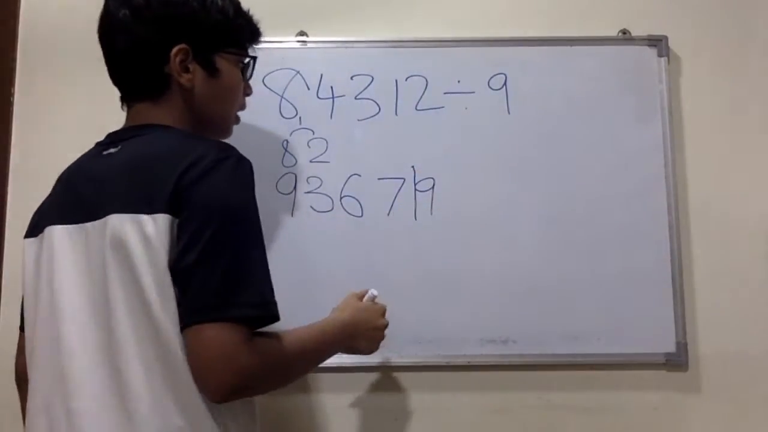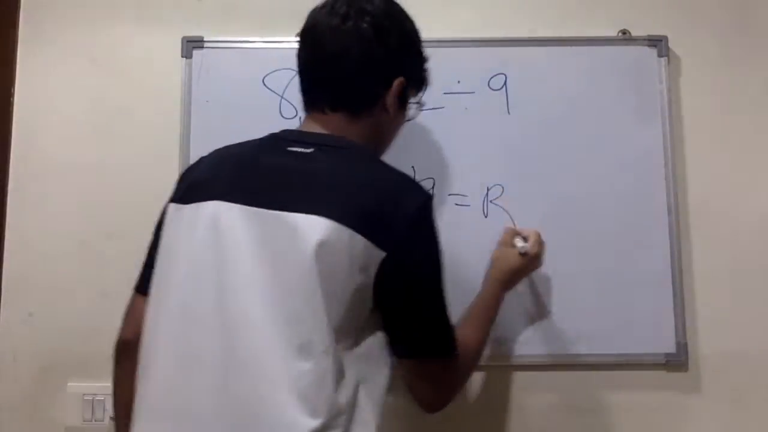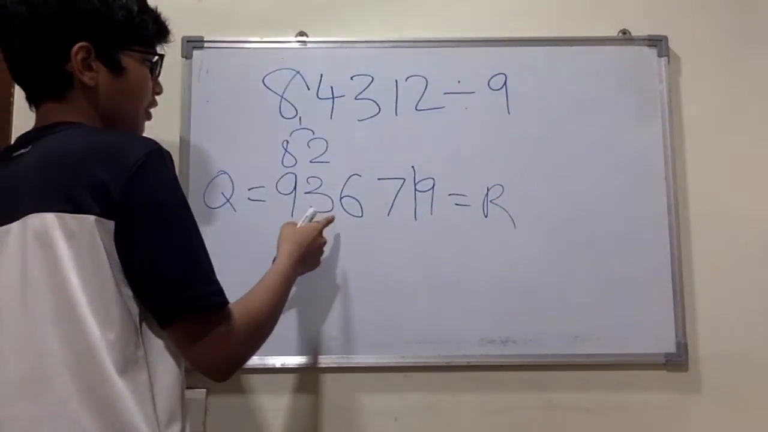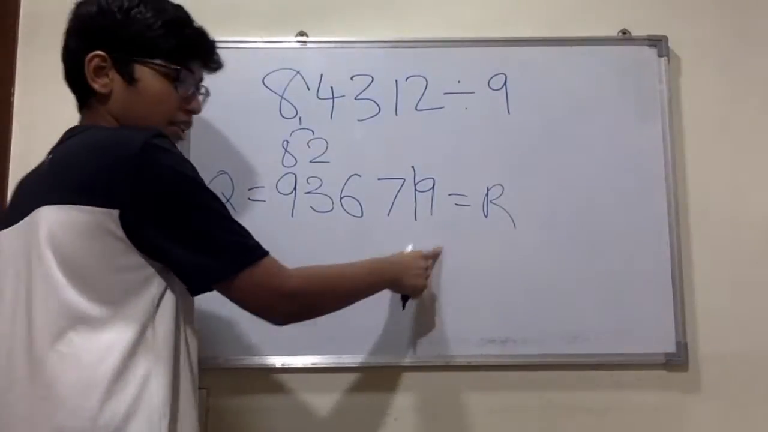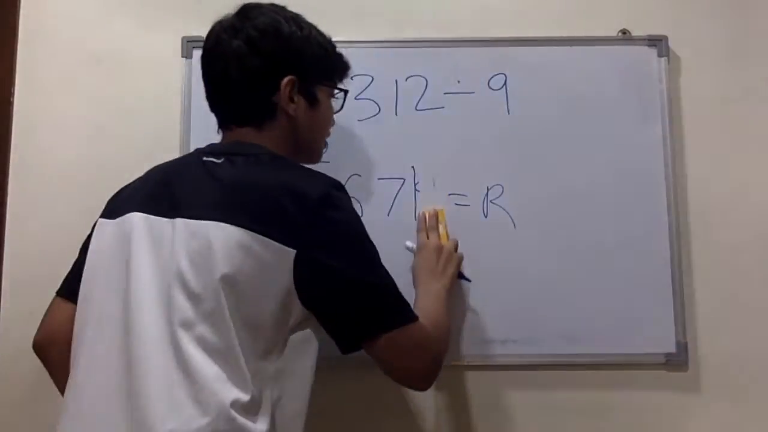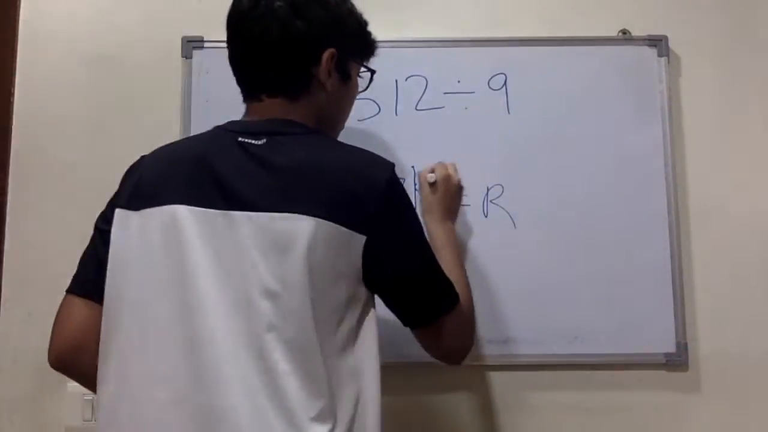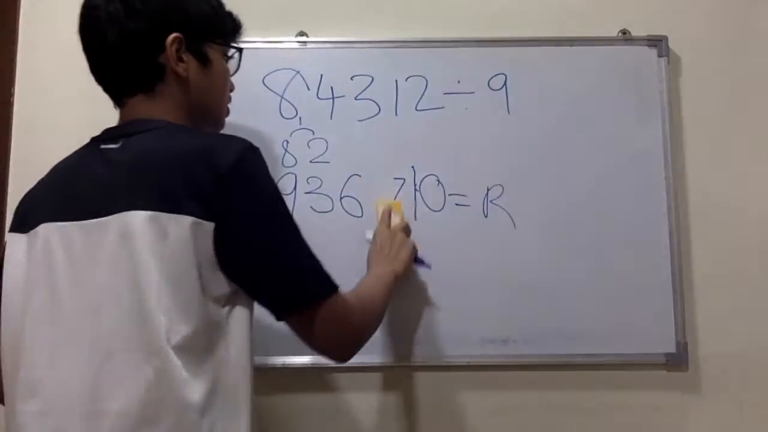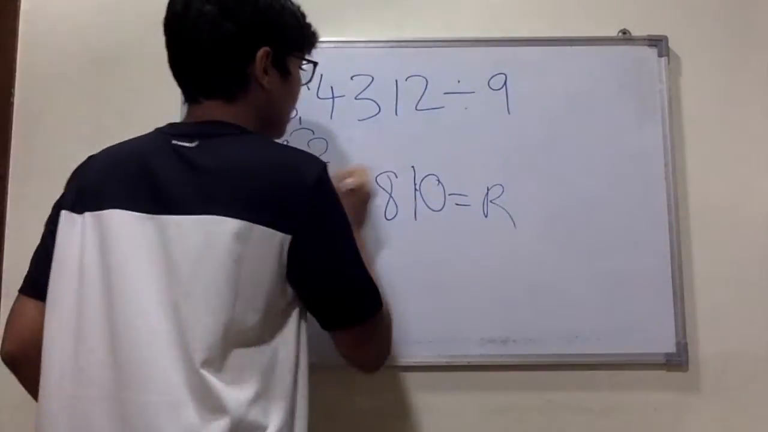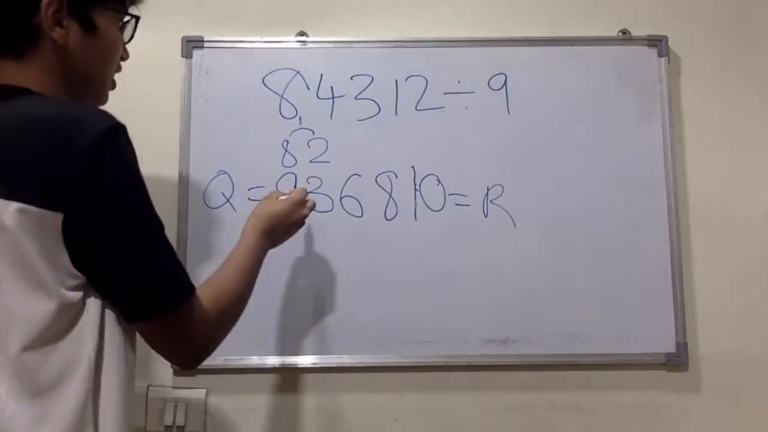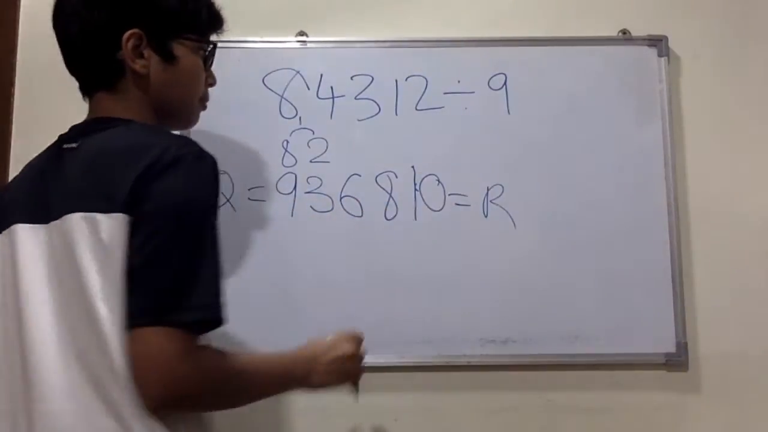So my remainder will be 9 and my quotient will be 9367. But 9 can't be the remainder. So I'll erase this and make this 0. And I'll add 1 to this 7 over here, making it 8. And so the answer will be 9368, and the remainder will be 0.